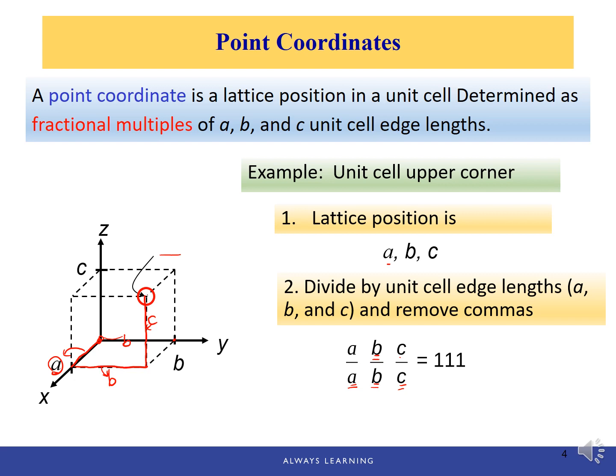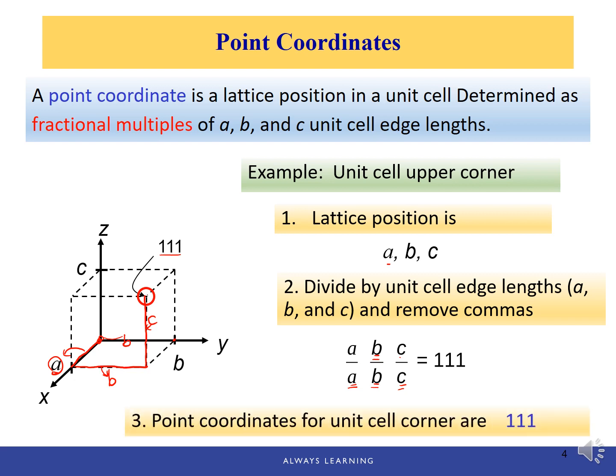So again, we are using 3 integers to represent the location of the point. So here, the point coordinates for the unit cell corner are 1, 1, 1. Again, in materials science and engineering, when we write those point coordinates, or the crystallographic directions or planes, we do not put commas between those numbers. Okay, no commas, just 1, 1, 1.